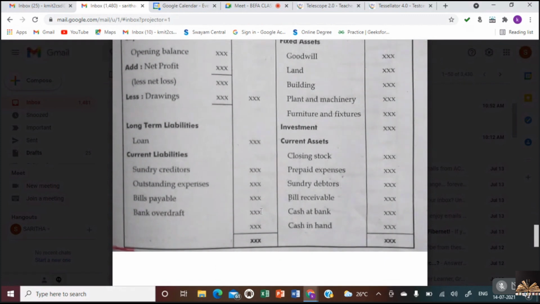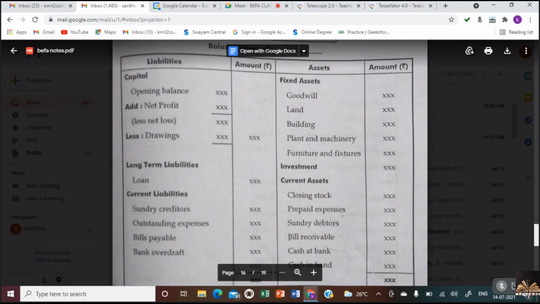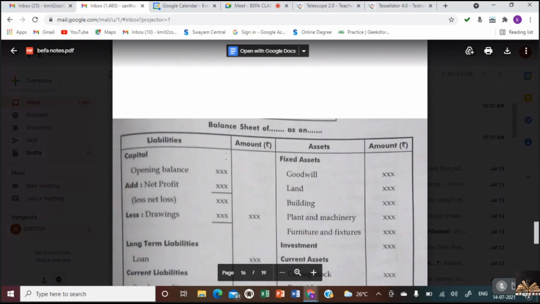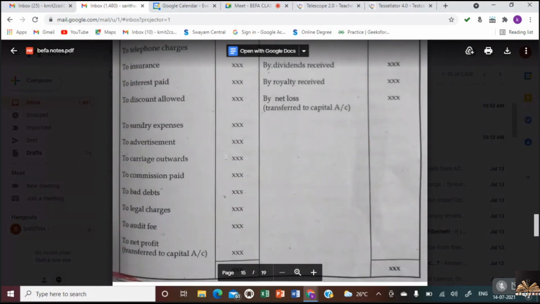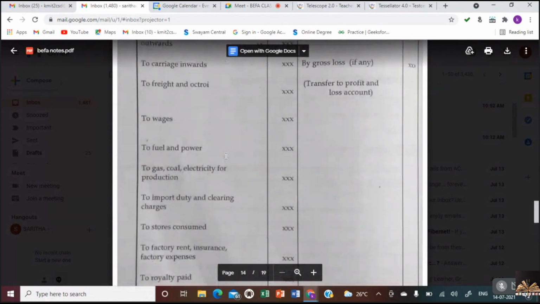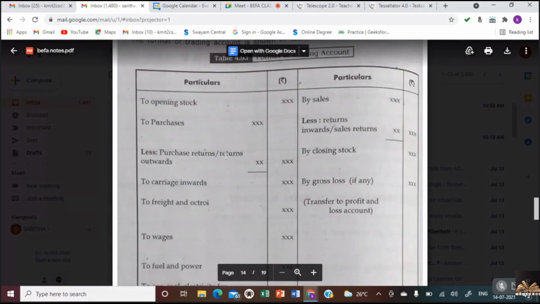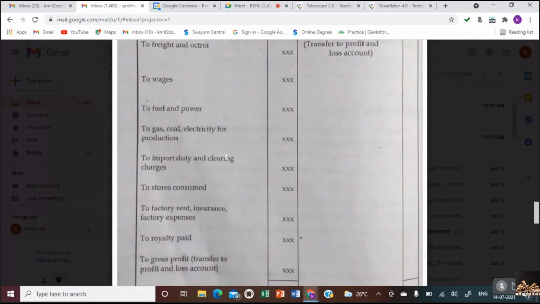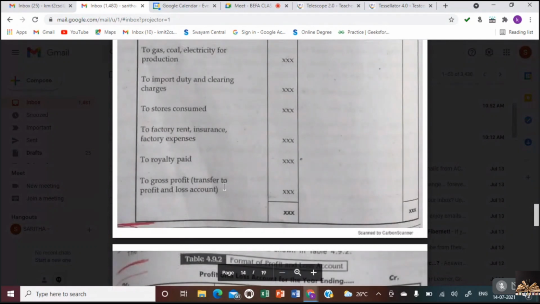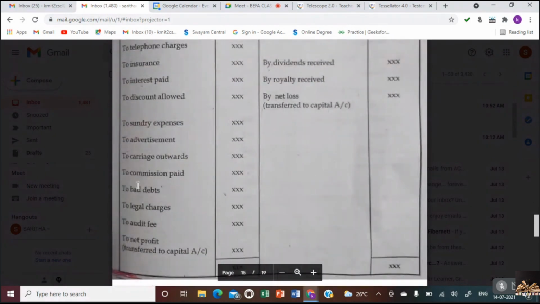In the balance sheet, the asset side total should be equal to the liability side. On the right side we name it assets, on the left side liabilities. This is the format of the balance sheet, this is the format of the profit and loss account, and this is the format of the trading account. Trading account reveals what? Gross profit. The balancing figure of the trading account is known as gross profit. The balancing figure of the profit and loss account is known as net profit.